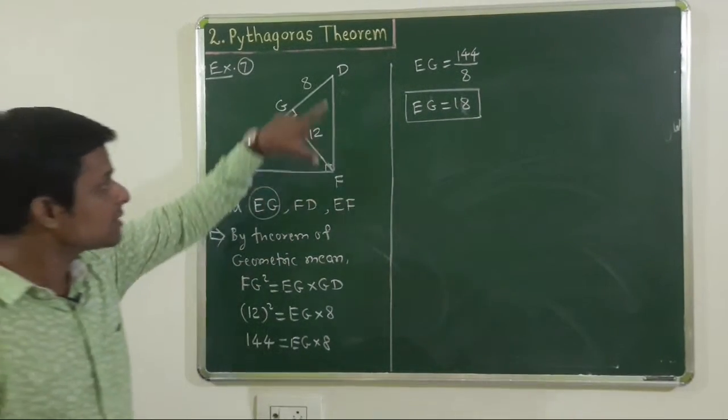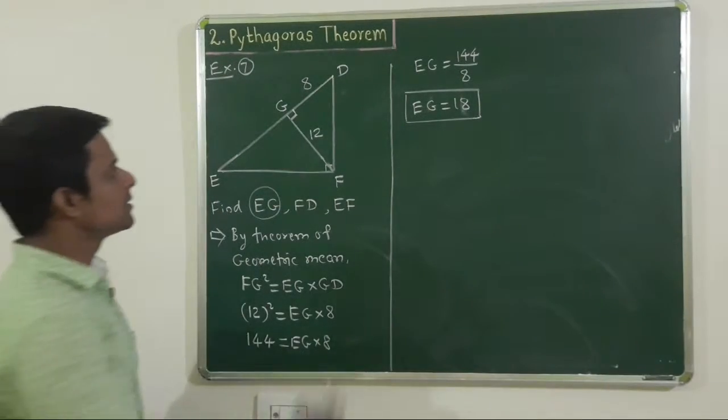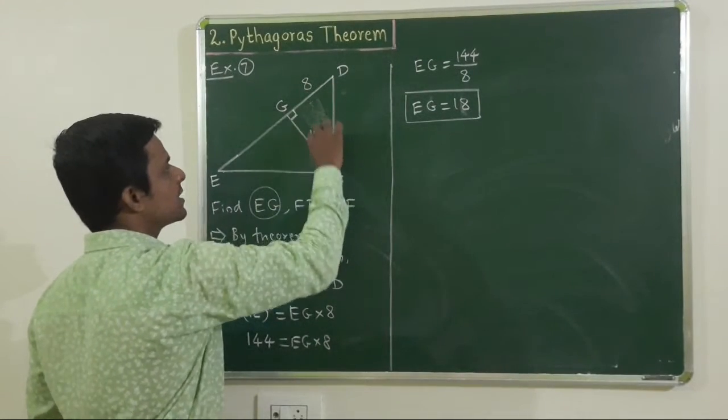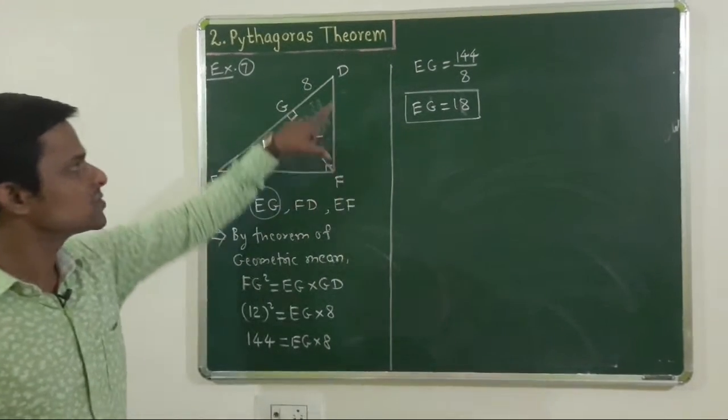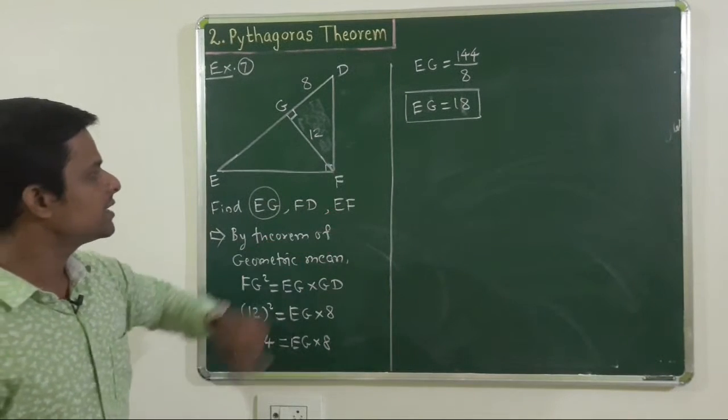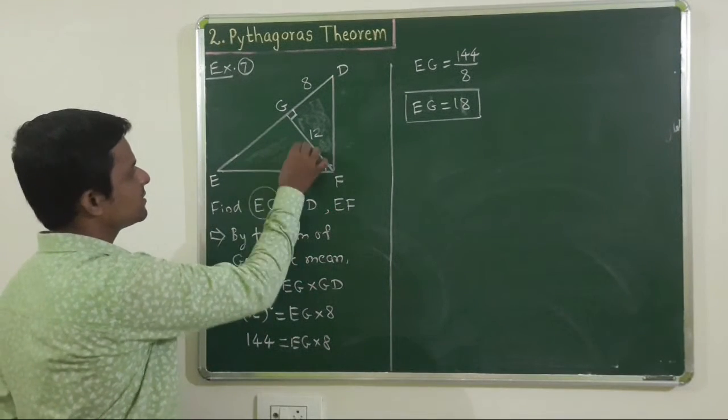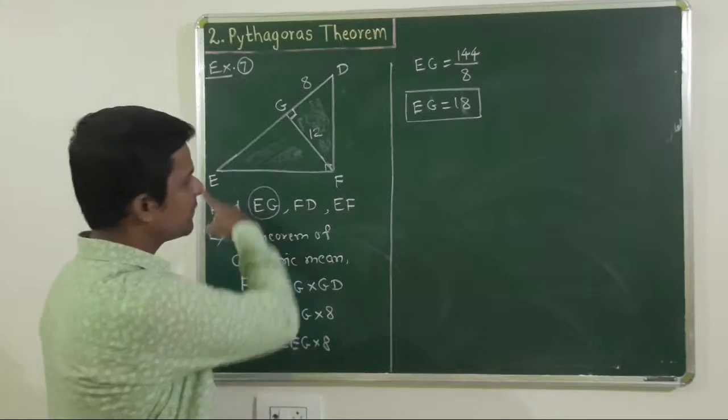Now we want FD and EF. To find FD, use this triangle, which is a right angle triangle. We can use Pythagoras theorem. And to find EF, we can use this triangle. By using Pythagoras theorem, we can find EF.